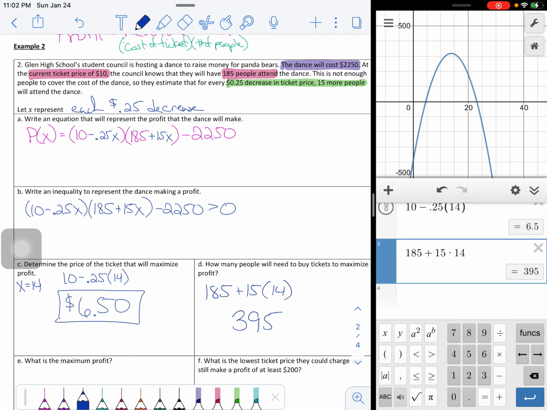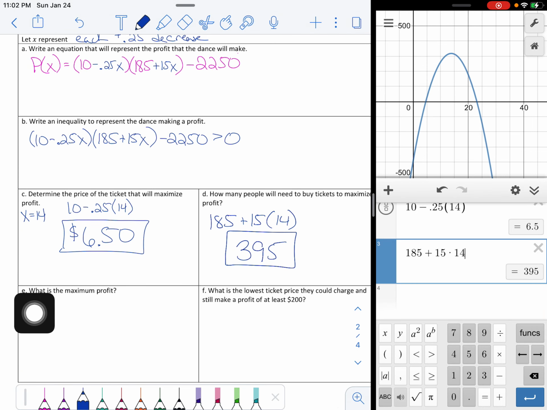So 395 people would need to buy the tickets to maximize the profit. What is the maximum profit?